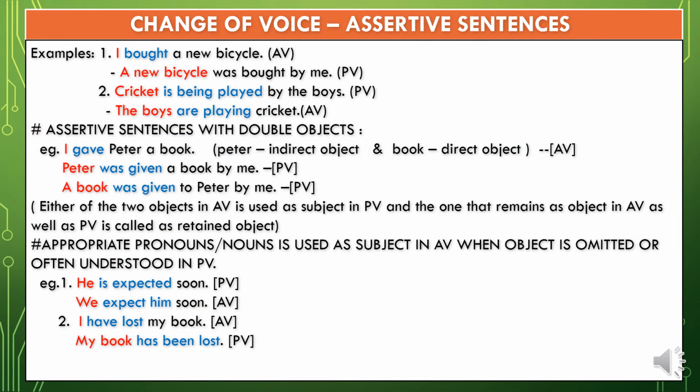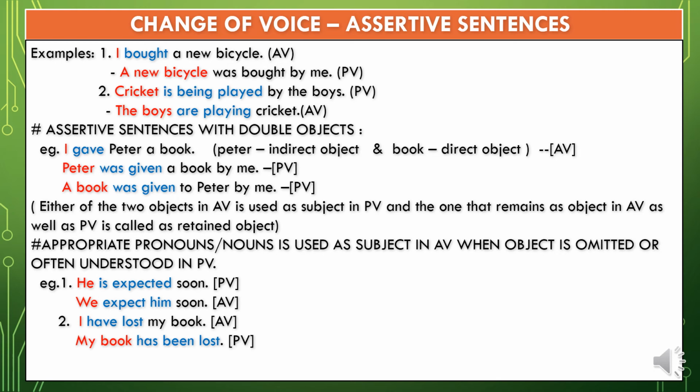As we have already discussed all the fundamental rules of changing the voice, and I have provided you the voice chart, now let us discuss certain changes of voice of assertive sentences. Take the example, I bought a new bicycle. This is an assertive sentence. In this sentence, the subject is I, the verb is bought, and the object is a new bicycle. Change it to passive. What will happen? First of all, the object will become the subject, that means a new bicycle.